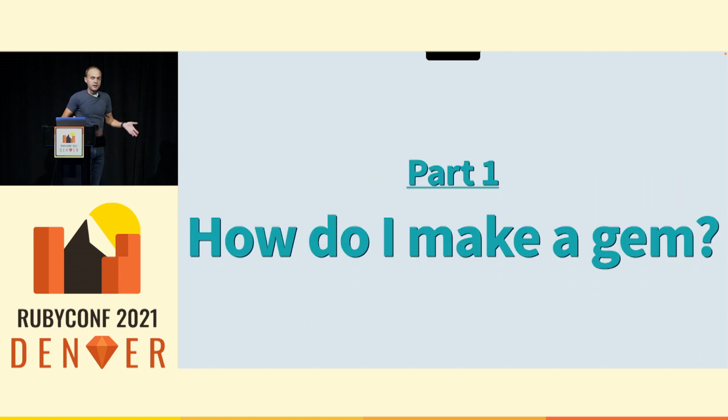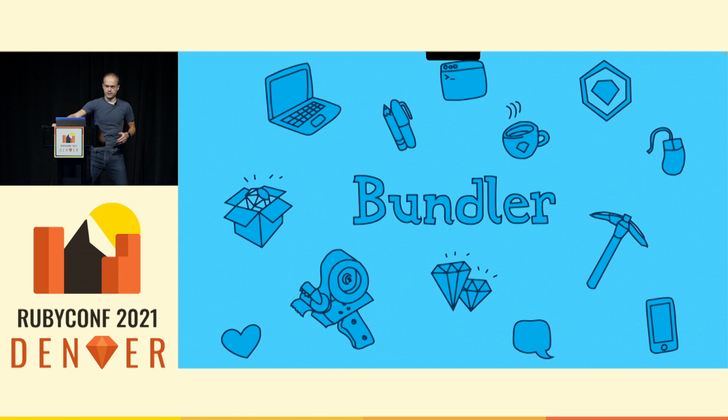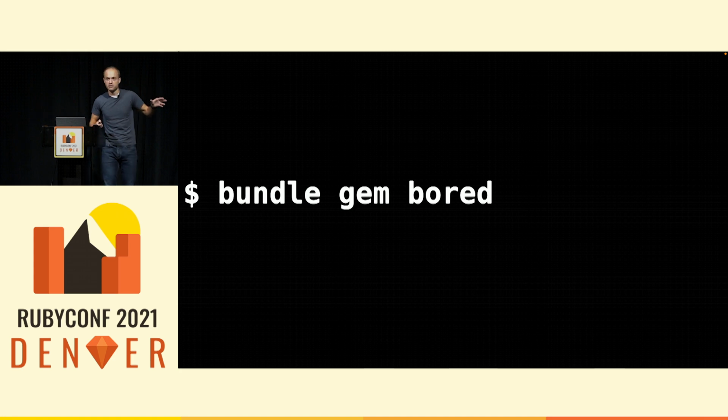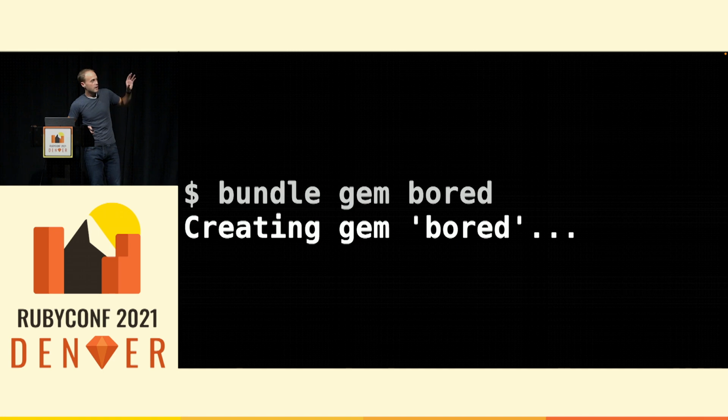So part one, how do I make a gem? The right way to make a gem is using Bundler here. Bundler comes with a great command called bundle gem, and you can just type in the gem name that you have after the fact. And here I'm creating a gem called board.